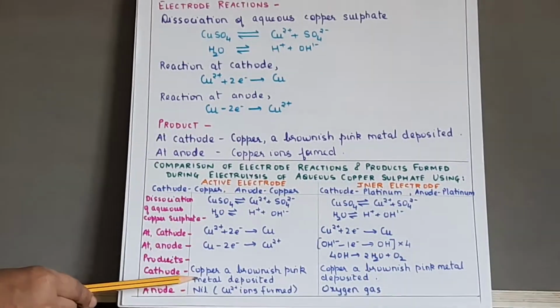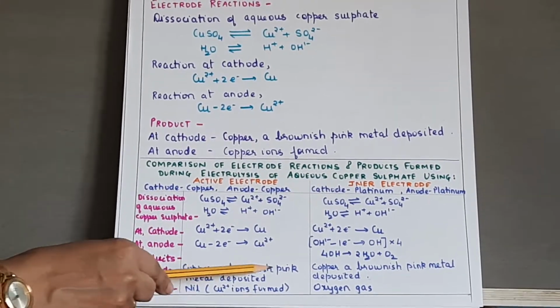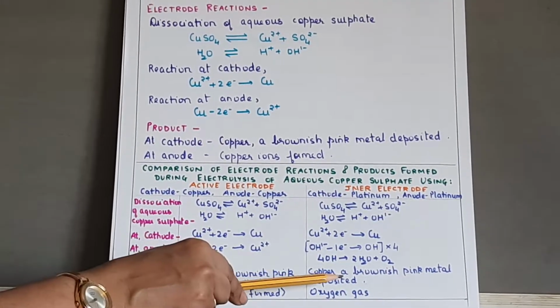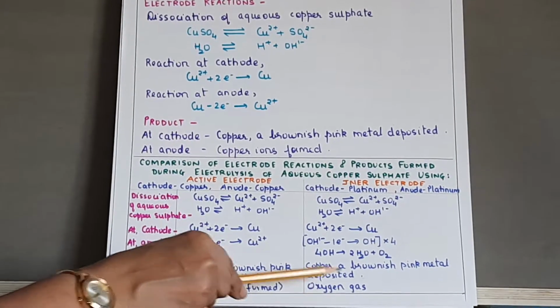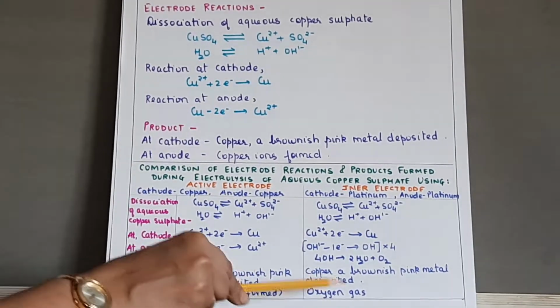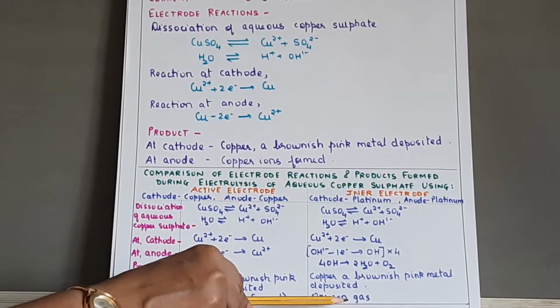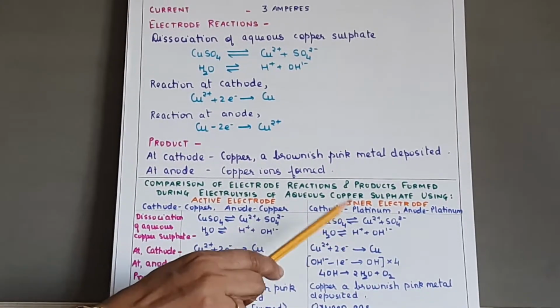At the cathode there won't be any difference, it will be the same. Copper, a brownish pink metal, is deposited here. At the anode, copper ions are formed, and here at the anode it will be oxygen gas. Okay, is it clear? So the comparison is important.